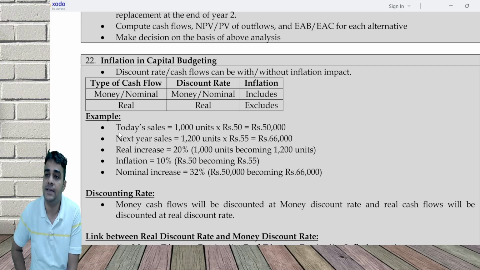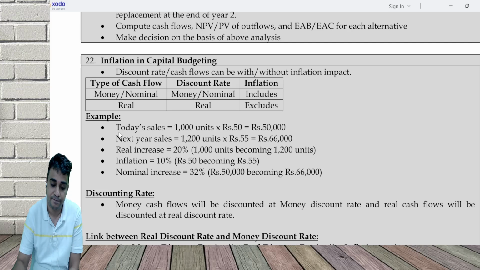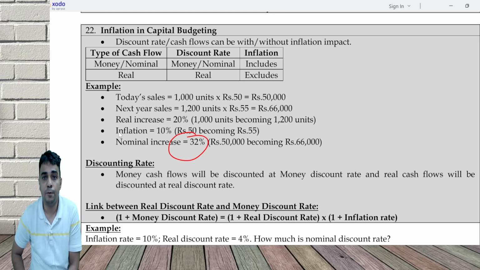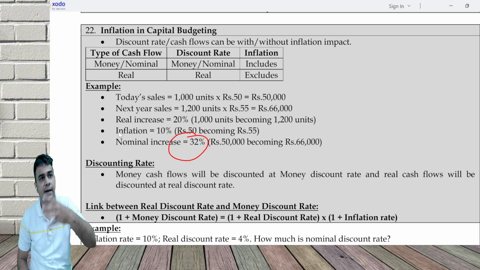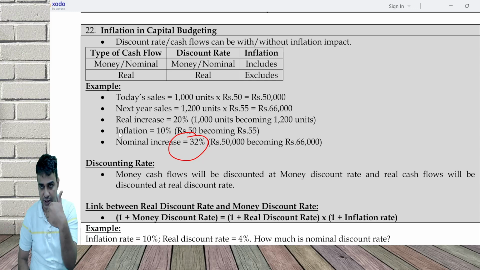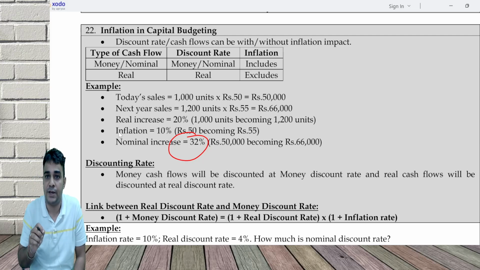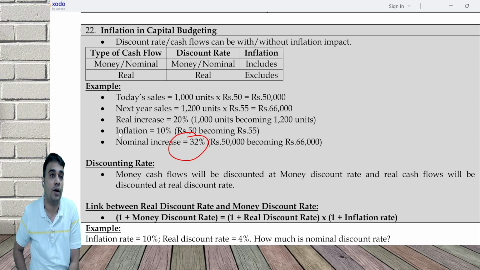How much is the turnover increase? 50,000 becoming 66,000 is what increase? 32%. Loosely, when I discuss, I can say inflation plus real increase is equal to nominal increase: inflation 10%, volume went up by 20%, turnover will go up by 30%. But in reality, it doesn't happen that way, because two percentages can never be added. Inflation is 10% and sales increase 20%, but put together is not 30. Put together is 32%.